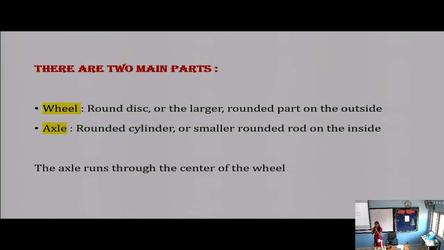So how many parts are there? 2 parts. What are they? Wheel and axle. Which shape is wheel? What is the shape of wheel? Round, circle. And what is the shape of axle? Cylindrical. Repeat with me, cylindrical.